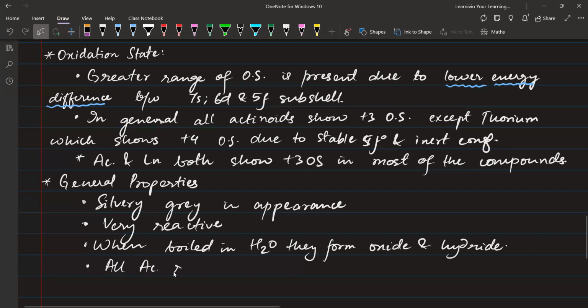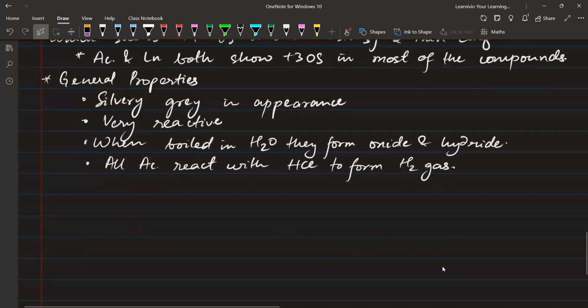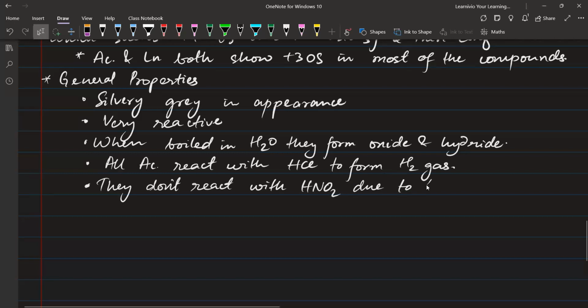All actinides react with HCl to form hydrogen gas. It is a tendency of metals to react with acid and give you H2. Next point, they don't react with acids such as HNO3 due to formation of protective oxide layer.